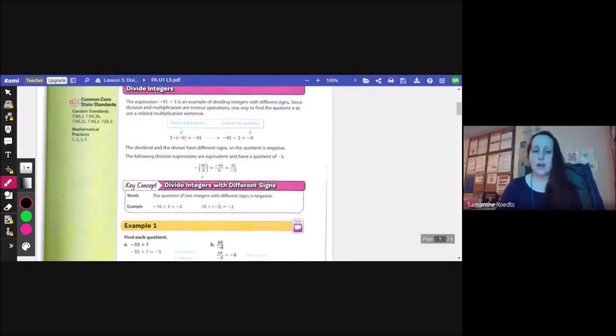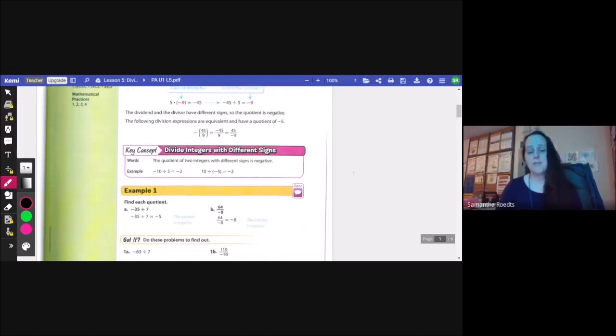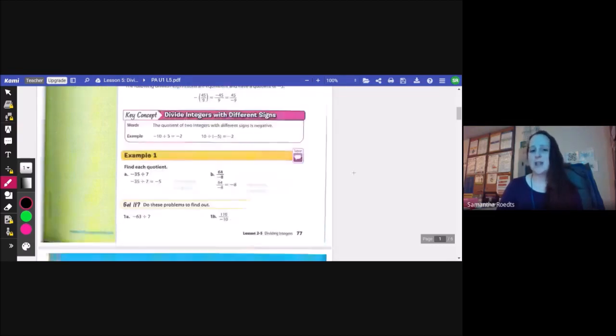So -45 over 9 equals the same thing as 45 over -9, which equals -(45 over 9). So you can have the negative sign out in front of the fraction or the division. You could have it in the numerator or the denominator. It means the same thing. So key concept, divide integers with different signs. The quotient of two integers with different signs is negative. So -10 divided by 5 is -2, and 10 divided by -5 equals -2.